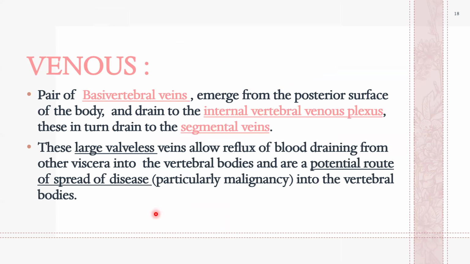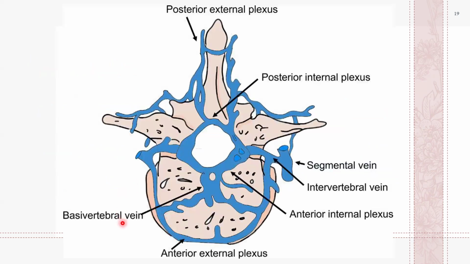Venous drainage is by a pair of basivertebral veins that emerge from the posterior surface of the body and drain into the internal vertebral venous plexus, and these drain into the segmental veins. These are considered large valveless veins that allow reflux of blood and are considered a potential route of disease spread into the vertebral bodies. This image shows us the basivertebral veins here, which drain into the internal vertebral vein, then into the segmental vein.